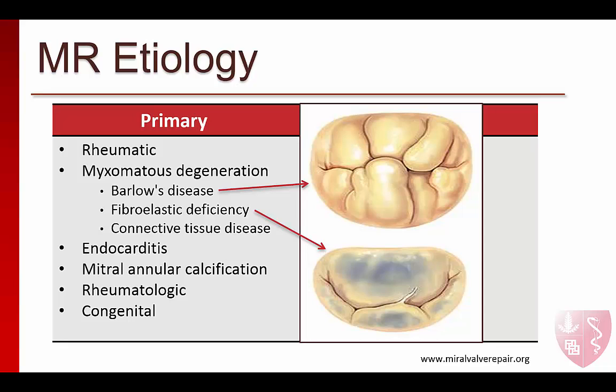Finally, connective tissue diseases such as Marfan's, Ehlers-Danlos, osteogenesis imperfecta, pseudoxanthoma elasticum, and genetic disorders such as Turner syndrome can all have Barlow's-like mitral valve degeneration associated with mitral regurgitation.